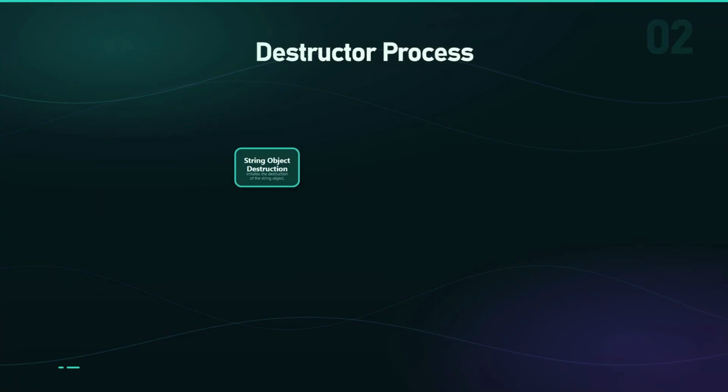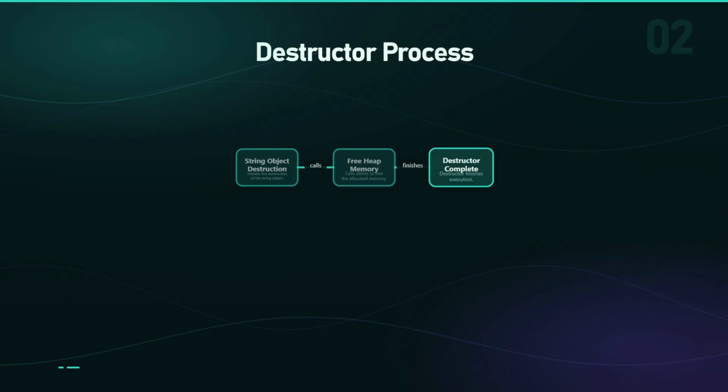This visual highlights the role of the destructor in memory management. When the string object is destroyed, the destructor is called to free the allocated memory on the heap. This prevents memory leaks, ensuring that all dynamically allocated resources are properly released.